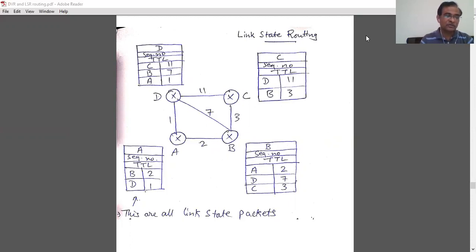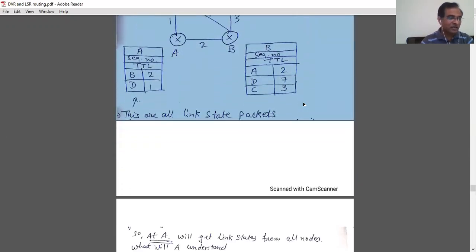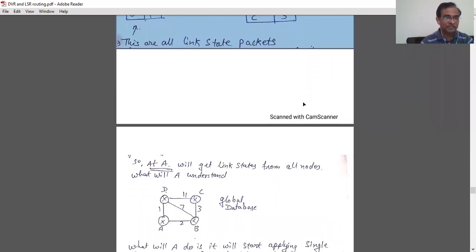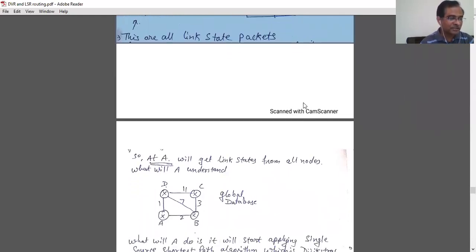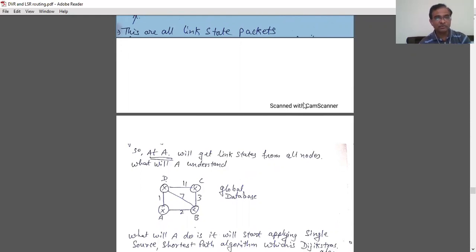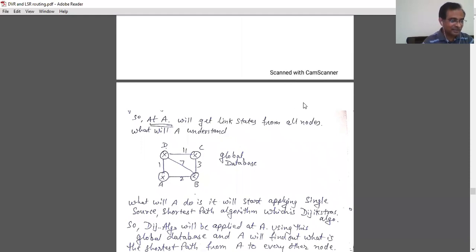This LSR algorithm is based on global knowledge. The previous DVR algorithm, as we have seen earlier, was based on local knowledge. Local knowledge means you get only what your neighbor says. Whereas in this case, let's say A will get the link state from all the nodes, and A will come to know the entire graph, the entire node structure. Everything would be there with A.